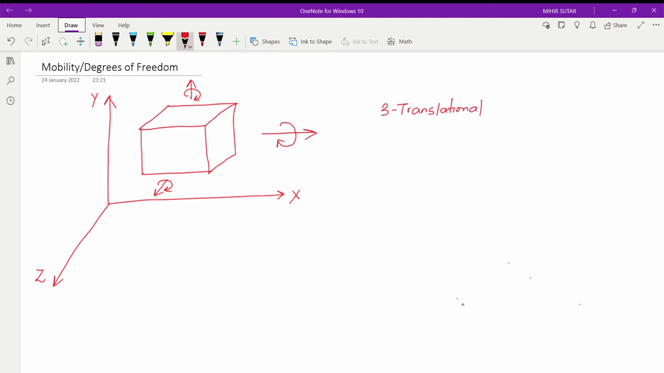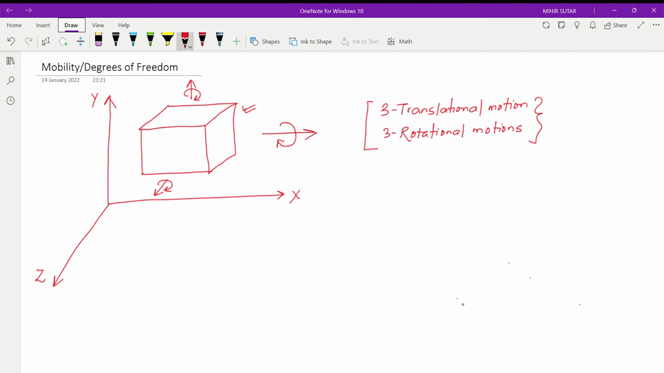translational motions and three rotational motions are possible. So if we are interested to completely restrict the motion of this body, then we have to restrict all these 6 variables. Okay, so this is known as degrees of freedom.